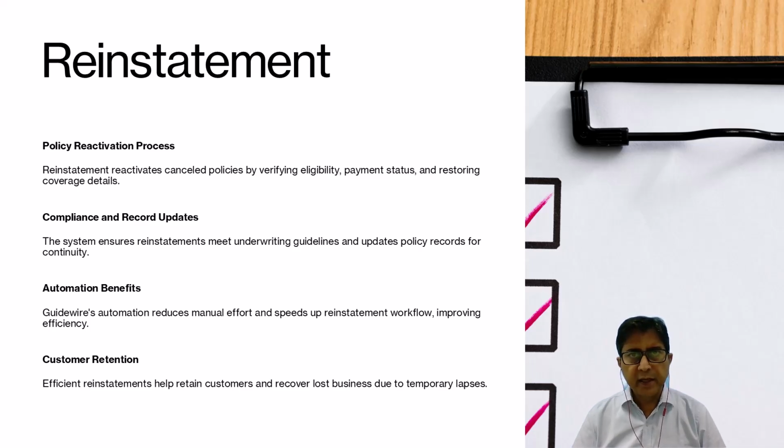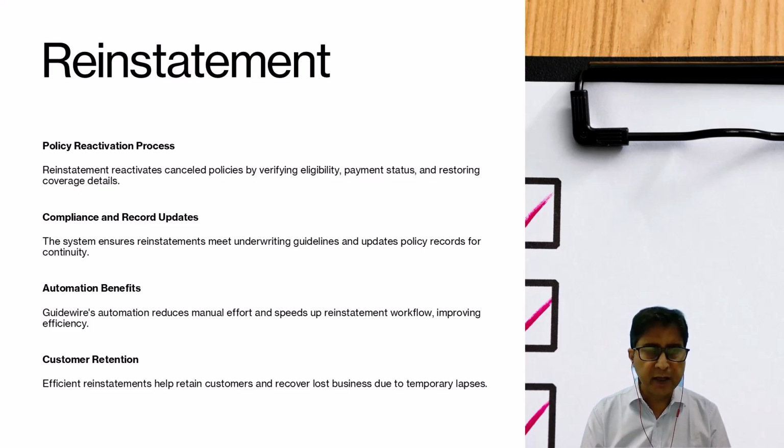Reinstatement. A cancelled policy can be reinstated by the insurance company subject to certain conditions. There should not be a substantial time lapse from the day of cancellation. If the policy has not been reinstated within a stipulated time period, the cancelled policy will expire. A cancelled policy can be reinstated, for example, within 30 days of its cancellation, if the past due premiums are paid by the insured, along with interest payment or surcharges if any. So this is reinstatement of a policy.